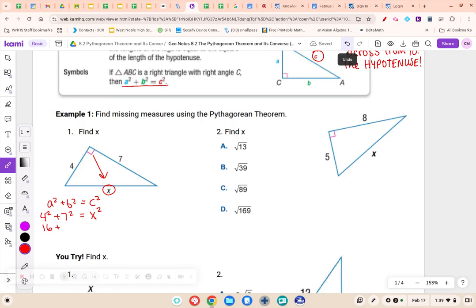So I have 16 plus 49 equals x squared. Add these together, I get 65 equals x squared. Take the square root, so I get that x is either the square root of 65, or if I want to write this as a decimal, I just plug into my calculator, I get about 8.06.